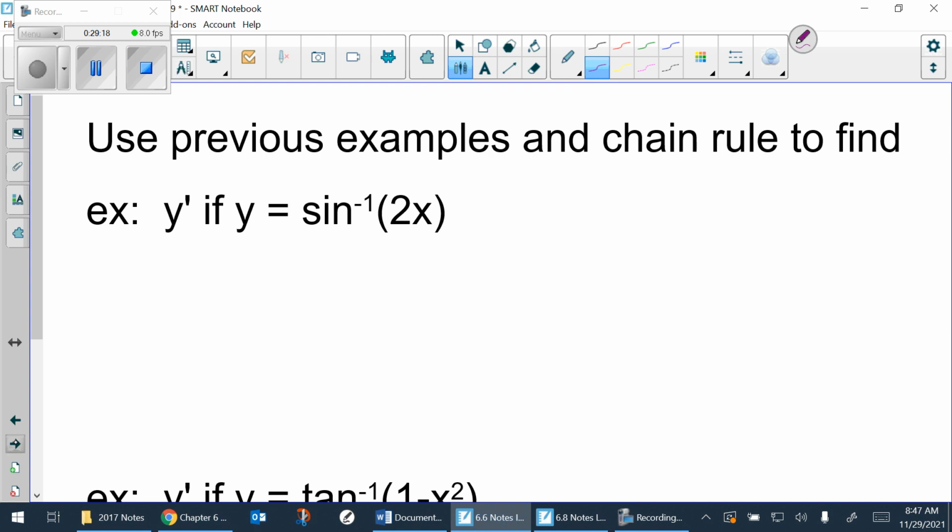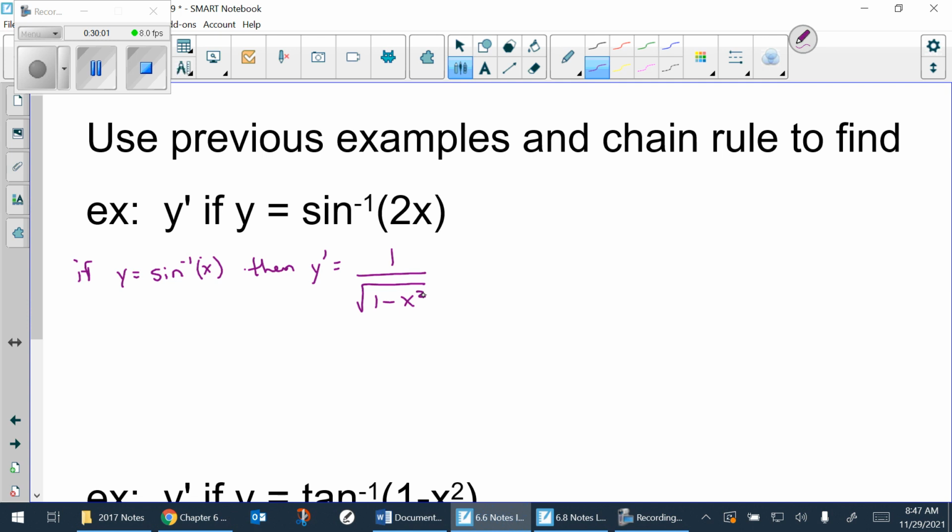All right, final slide. Use the previous examples in the chain rule to find y prime if y is equal to the sine inverse of 2x. Okay. Now, I know that if y equals sine inverse of x, then y prime was equal to 1 over the square root of 1 minus x squared. I know that.